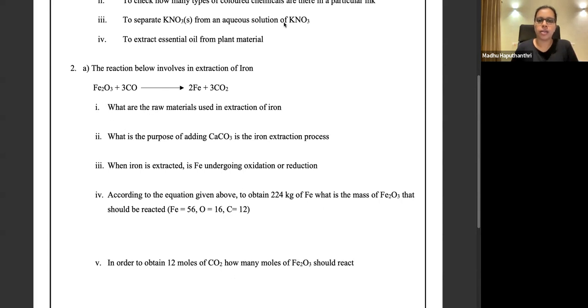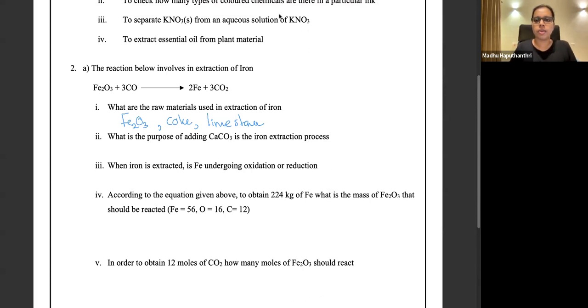Hematite, if you want, you can write the formula. If not, you can write it in words. Coke and limestone. Limestone means calcium carbonate. Coke means just carbon. Right. What is the purpose of adding calcium carbonate in the iron extraction process? What is the reason? What is the intention behind adding calcium carbonate? How can you write it?